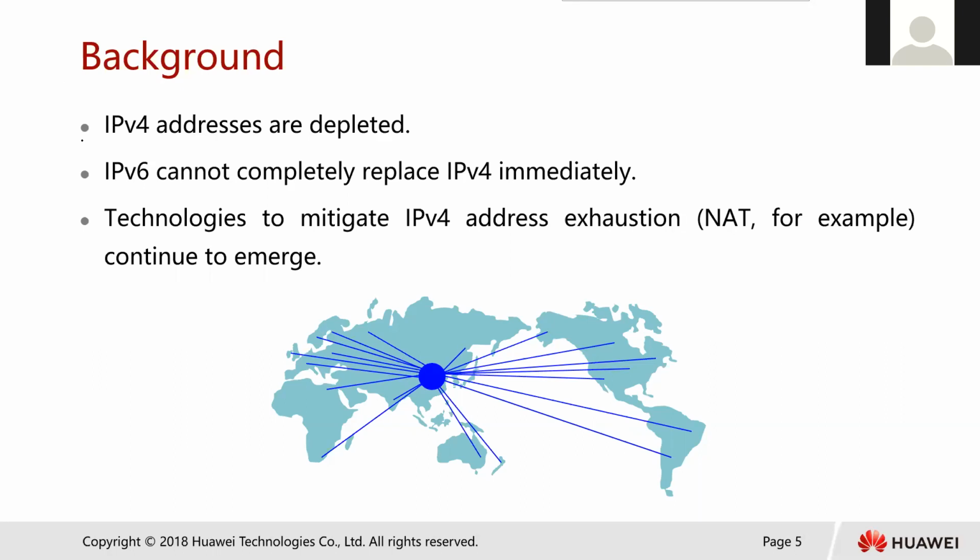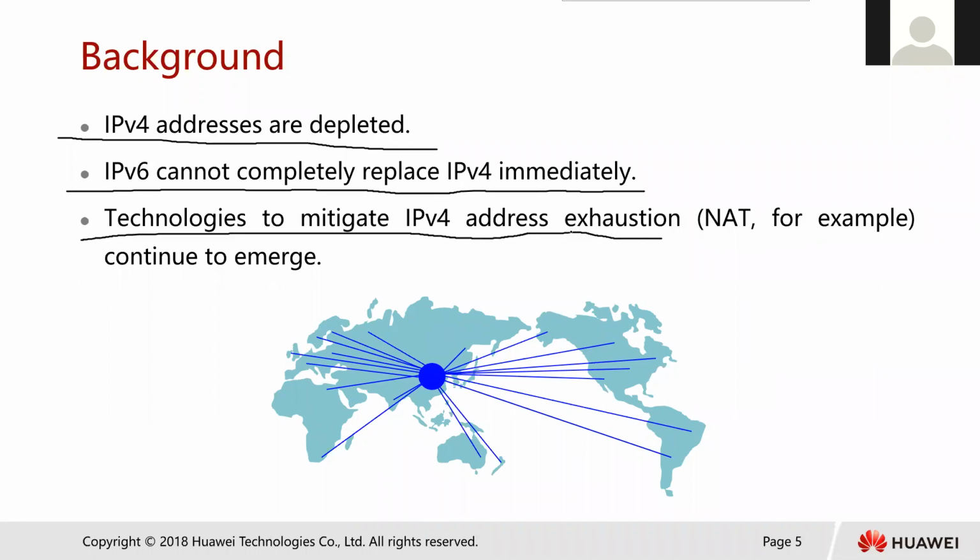This is the background. The most important one: IP version 4 addresses are depleted, and IP version 6 cannot completely replace IP version 4 yet. Also, there are technologies to mitigate IPv4 exhaustion. So when we talk about NAT, we need to talk about the private IP address.